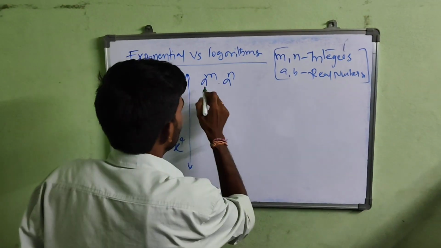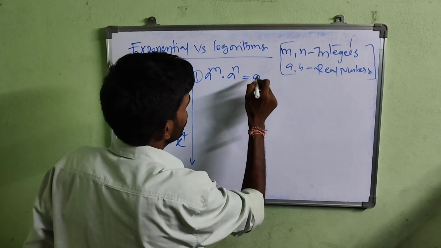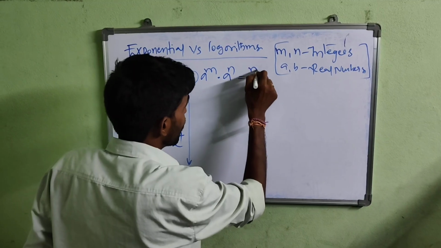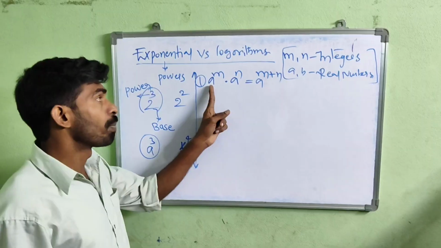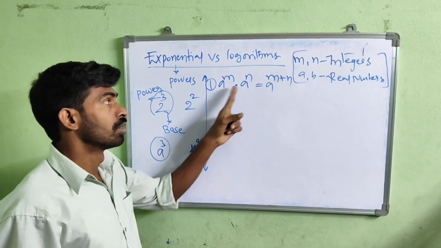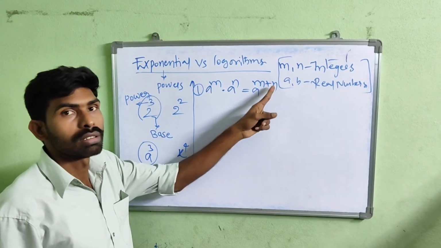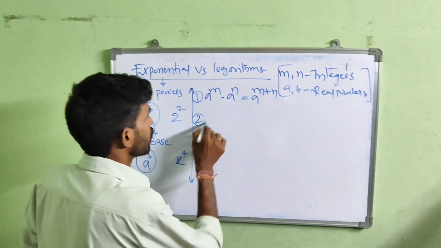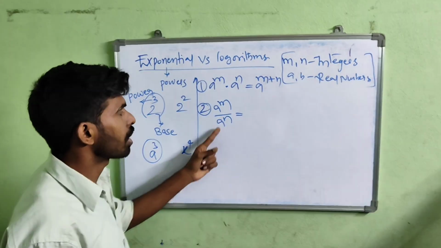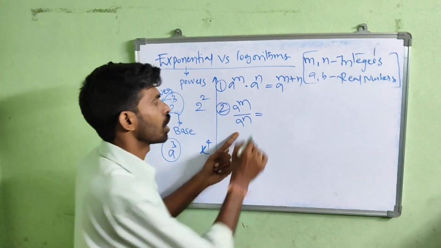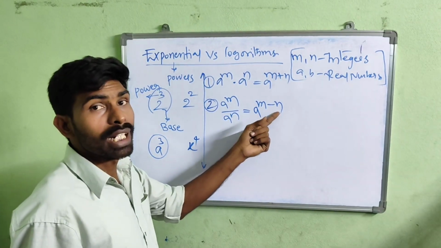Now, if a power m into a power n is there, how can we read it? We can write this as a power m plus n. If the bases are equal, the powers will be added: m plus n. Another thing is a power m divided by a power n. If the bases are equal and it is a division, what happens? a power m minus n.